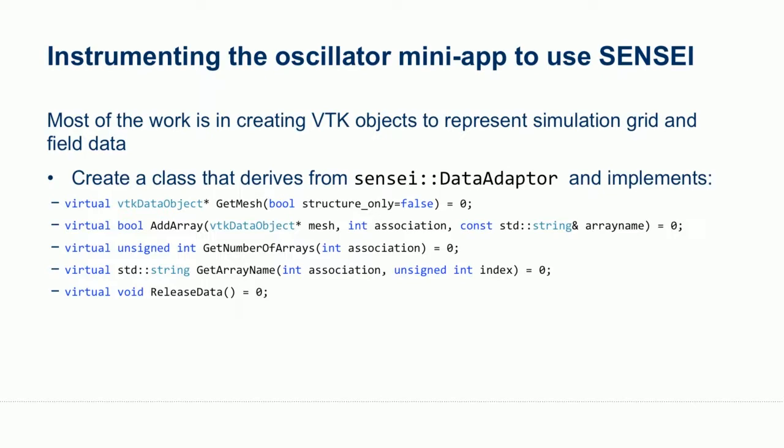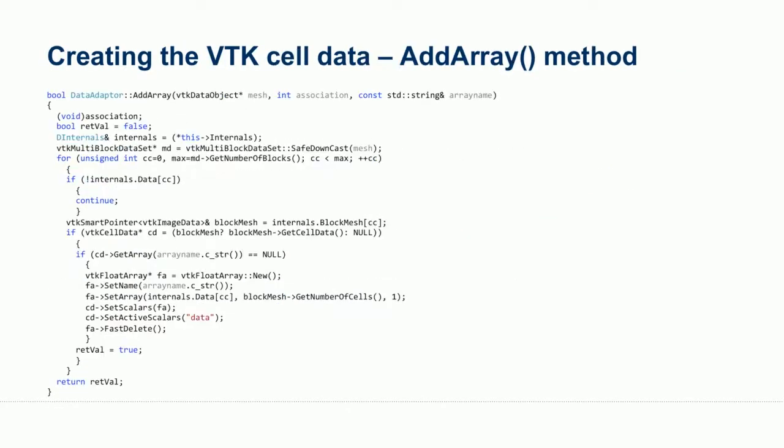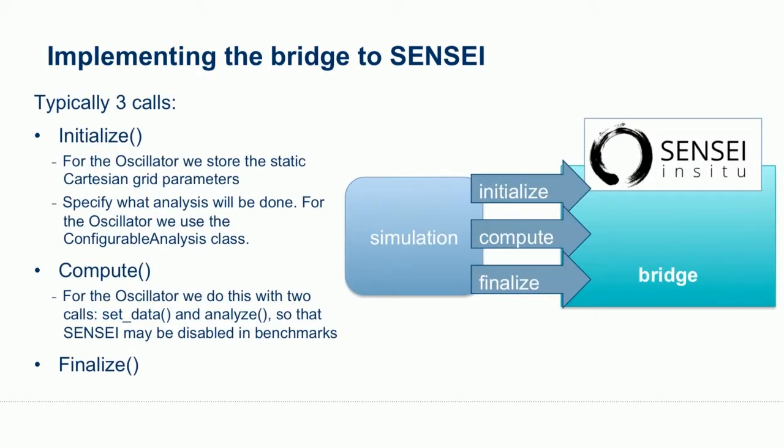Unless you want to do some fancy error checking where you check to see if the caller is passing in the right association and so on. But in the mini app, it's just a toy example. There's not much error checking, so they're just one-line examples. And then the release data will release any cached data that we have. So that's the data adapter.